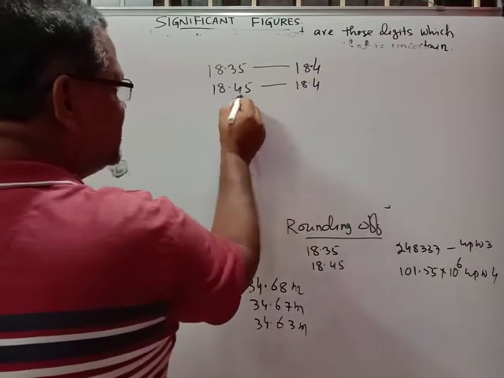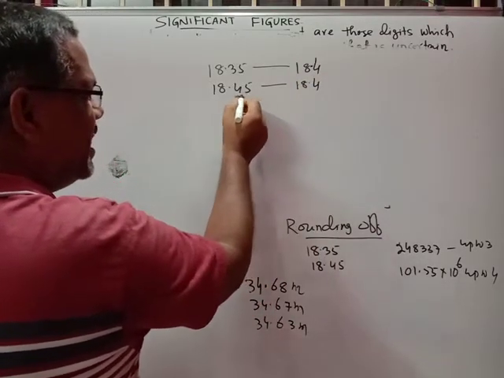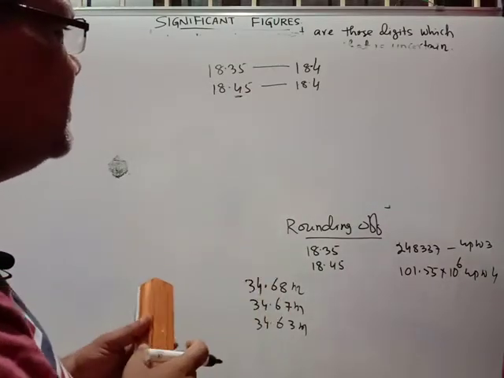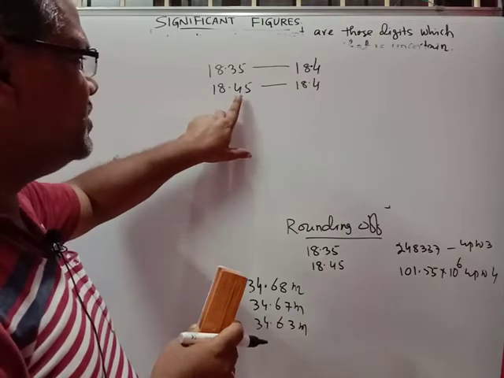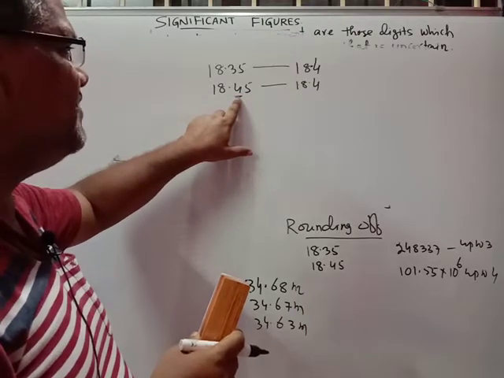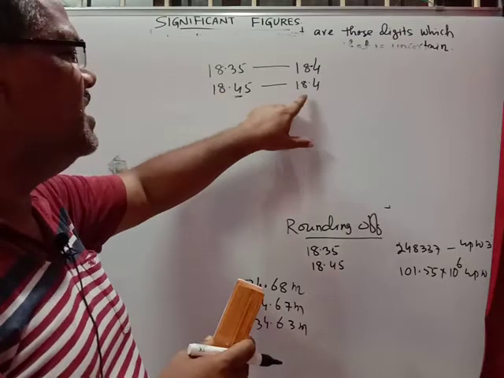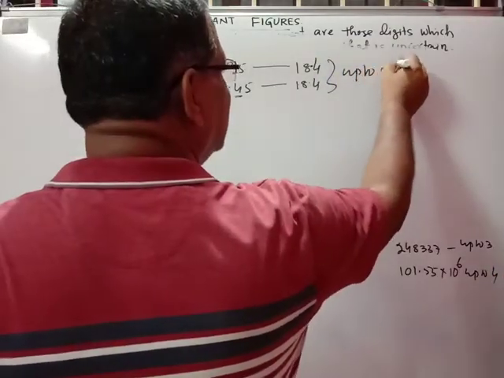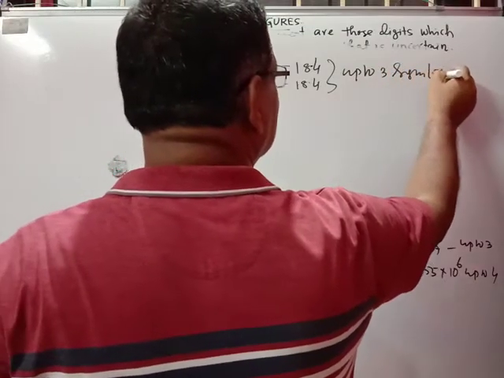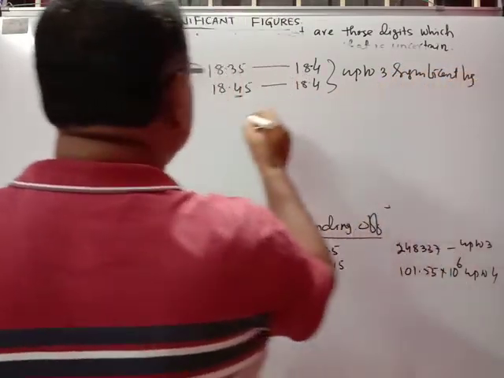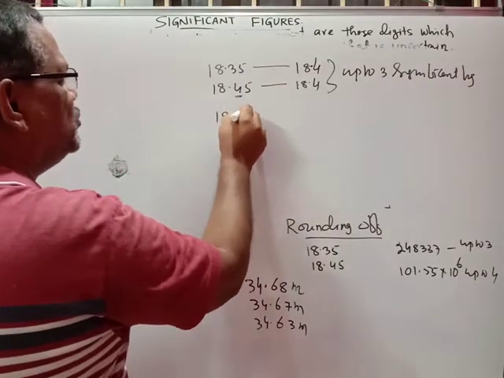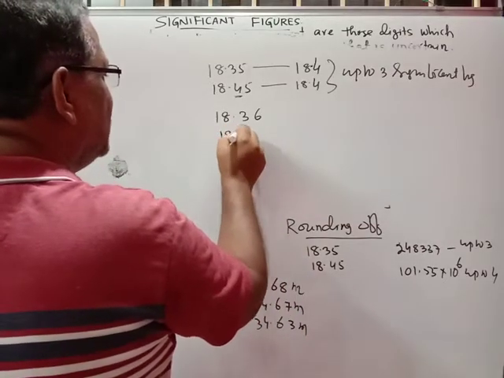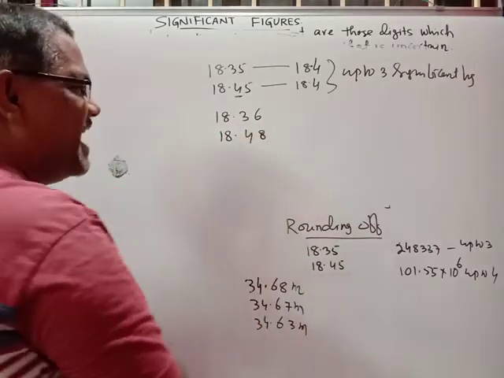Because 4 is the even one, after the 4 you are finding 5. If you want to round the number, this is even, so that figure will be rounded to 18.4, that is up to 3 significant figures. Now if you think about 18.36, and if it is 18.48, what will happen?